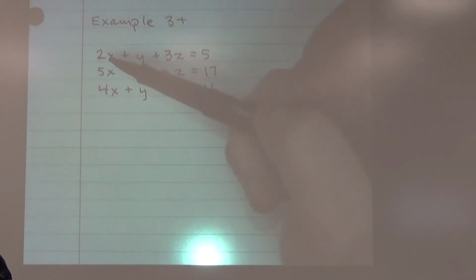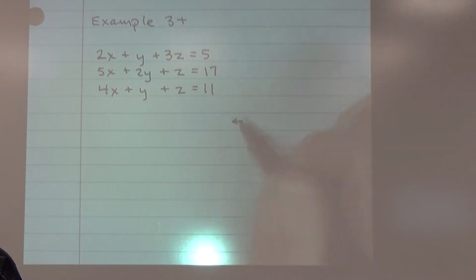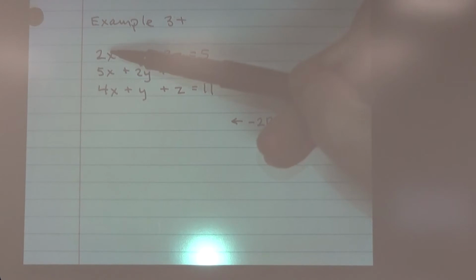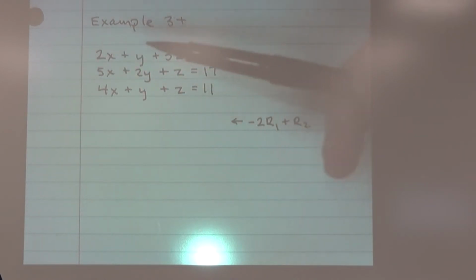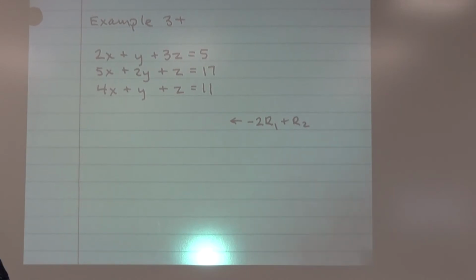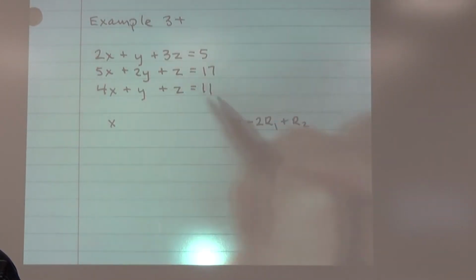If we look at these two, if I multiply the first equation by negative 2 and add it to the one underneath it, row 2, I would get negative 4x plus 5x is 1x. So that's what I'm going to do. I'm going to multiply the top equation by negative 2 and add it to the second equation. And our new first equation is x.